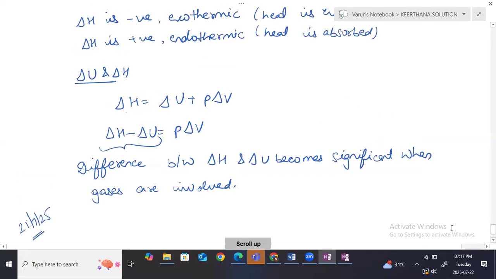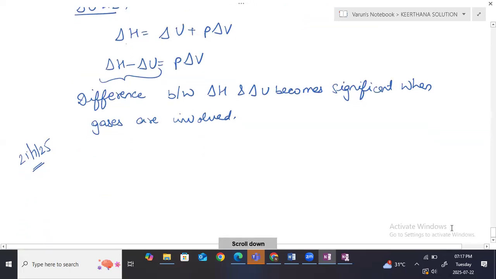Well, in the last class, we discussed enthalpy, right? And we said that as there is a change in the volume that takes place mostly in cases of gases, the difference between delta H and delta U becomes significant only when we have gases, because in solids and liquids there is no significant change in volume. So if there is no significant change in volume, delta H minus delta U will be a minor one, right?